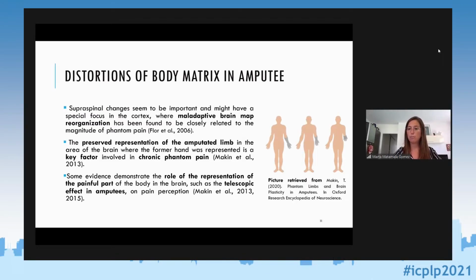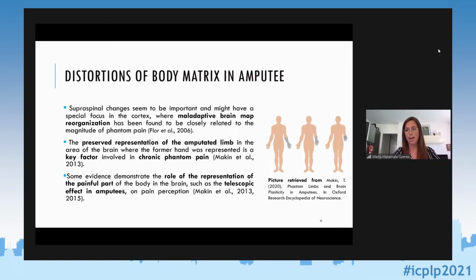Especially in patients with phantom limb pain, it has been shown that after the amputation, because of the sensory interruption, there are some maladaptive plasticity changes in the brain. So there is a maladaptive brain map reorganization. That means that the area in the brain that was representing the amputated limb is moved to other brain regions representing other areas, and this could induce pain perception, the phantom limb pain perception.